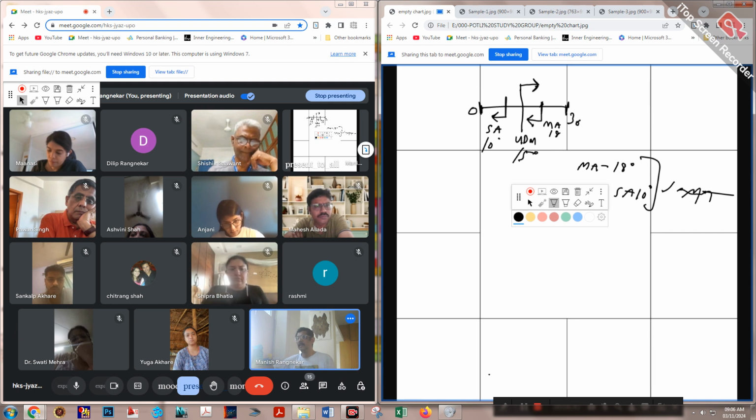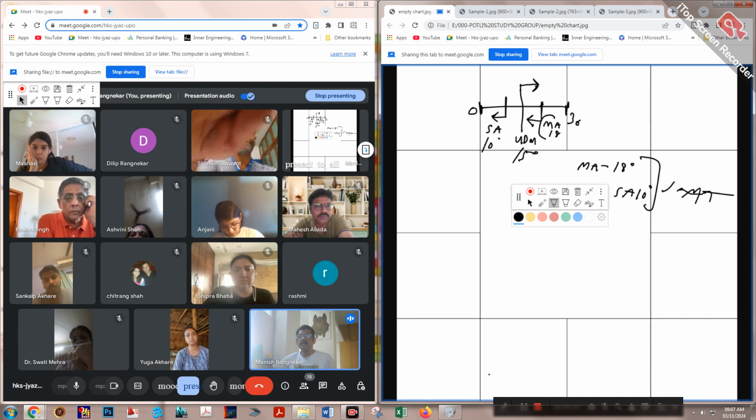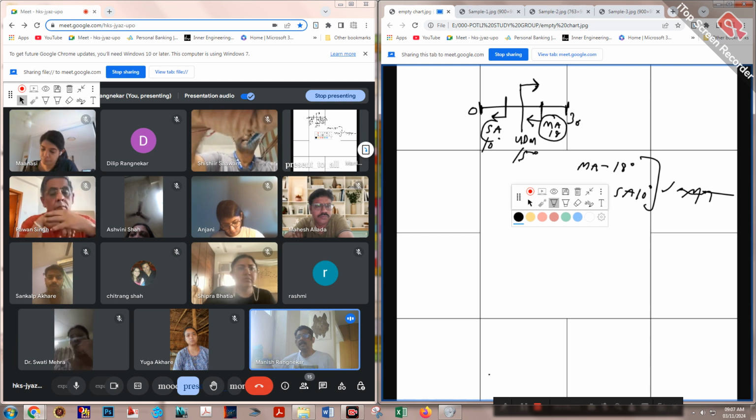Correct? So what does this tell you? Mars is approaching Udayam and Saturn has crossed Udayam.